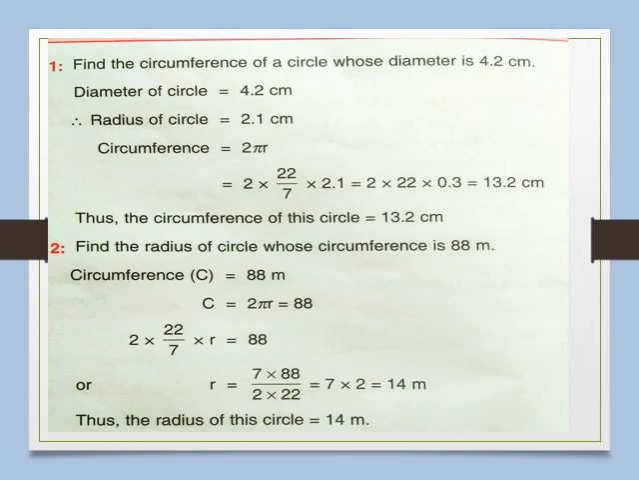C is what? C means circumference, 88 meter. Substitute this value, put this value in the formula. So 2 pi means 22/7 into r, where r is the unknown quantity, equals C, that is 88. And therefore if you calculate it correctly, it gives you the radius as 7 multiplied by 2, that means 14 meter. So this is the radius of the circle.